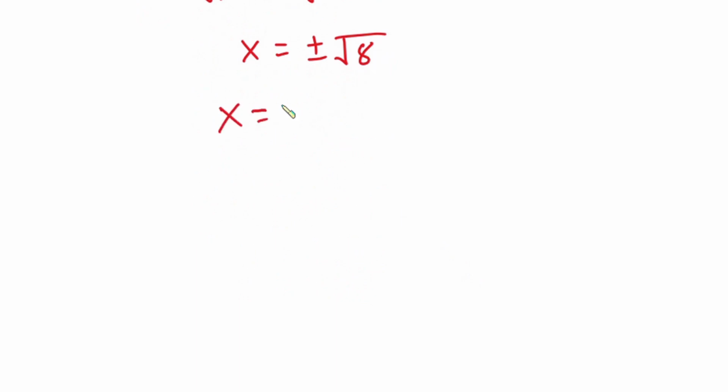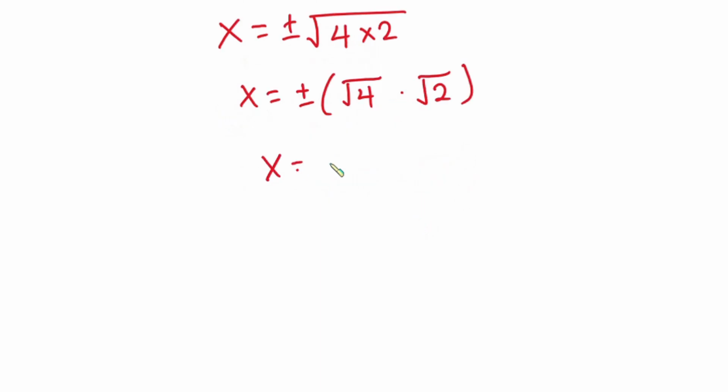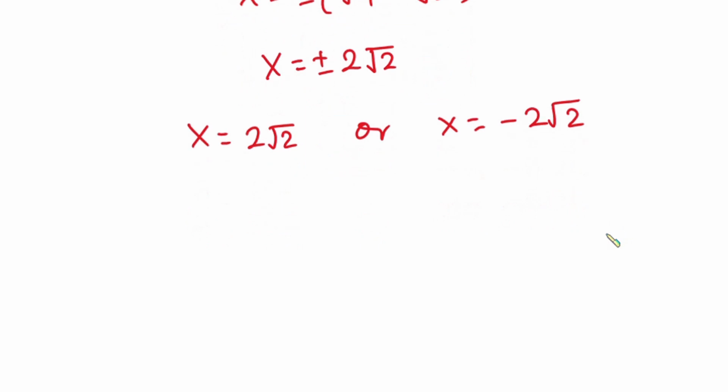So we have x is equal to plus or minus square root of 8, which is the same as square root of 4 times 2. Now if we split this, we have x is equal to plus or minus square root of 4 times square root of 2. Square root of 4 is 2, then times root 2. So this implies that it is either x is equal to 2 root 2 or x is equal to negative 2 root 2. And this is our final answer.